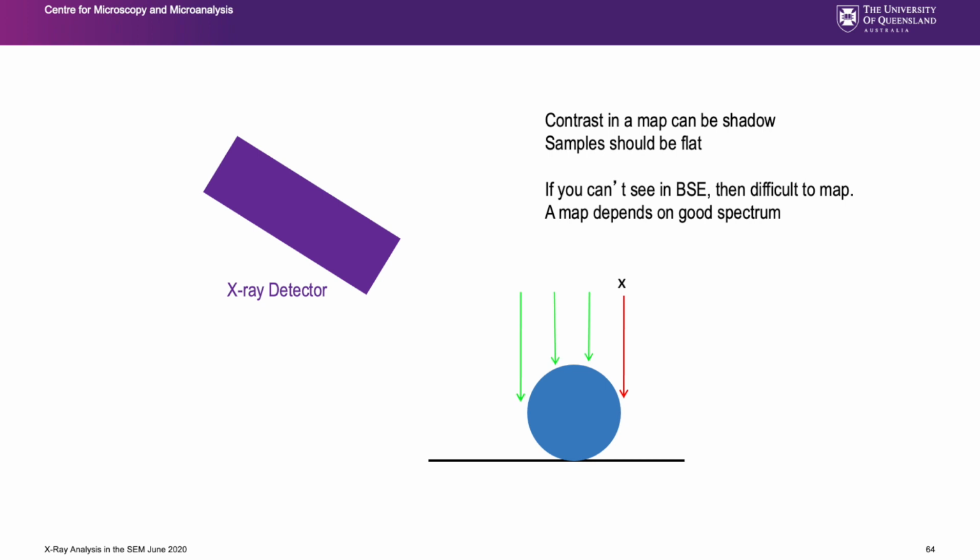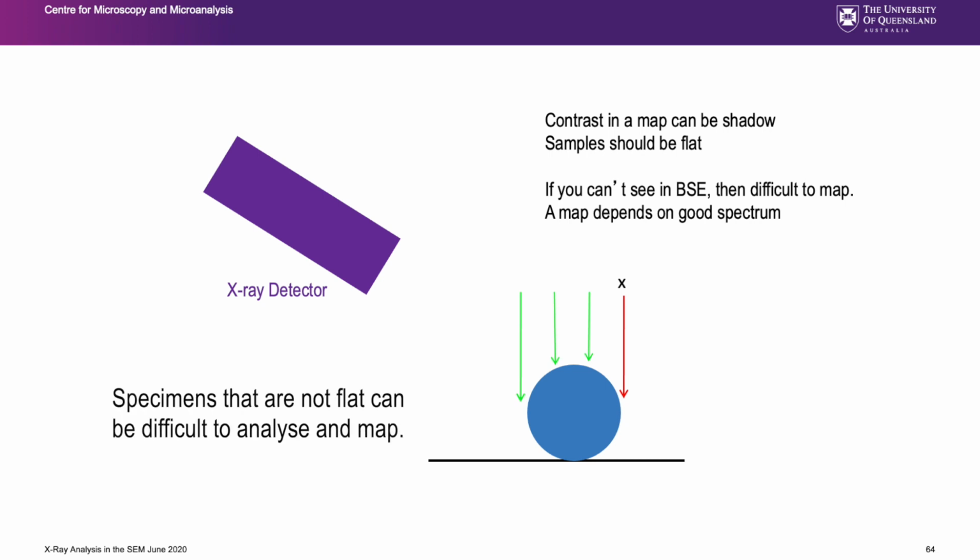The other thing is, be aware of non-flat specimens if you're trying to do some sort of image analysis on it. When the beam hits the specimen facing the detector, I get X-rays that hit the detector. When the beam hits the specimen on the side away from the detector, it does produce X-rays, but they don't make it to the detector.